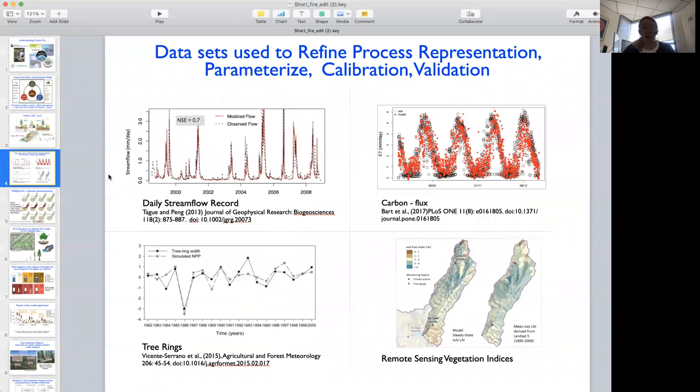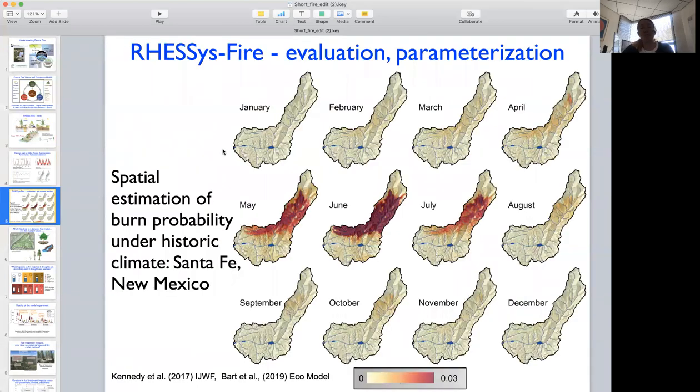We do our homework. We evaluate our model by comparing it with observations of stream flow, observations of vegetation growth, like tree ring widths, and observations of carbon and water fluxes. Most importantly, we compare our model estimates with observations of spatial and temporal patterns of burn probability.